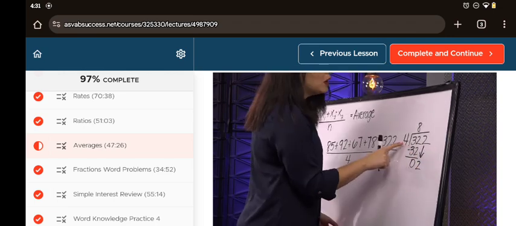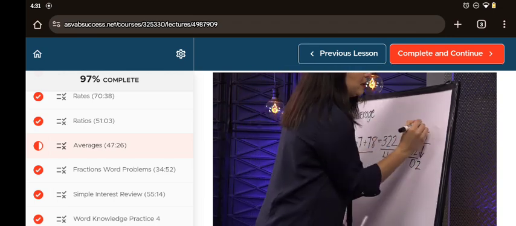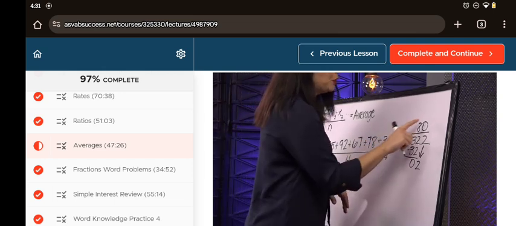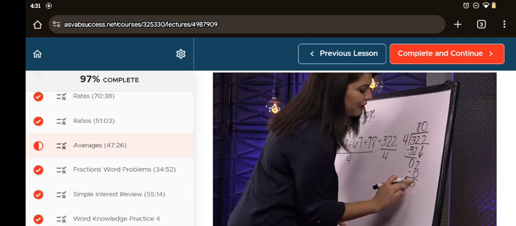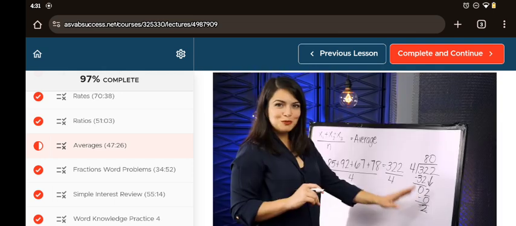We bring down that 2. 4 goes into 2 0 times. People get tricked up on this one, but it's 0 times. So we put a 0 on the top, okay? 4 times 0, 0. 2 minus 0, oops, sorry. It's not 0, it's actually 2. So 2 minus 0 is 2, sorry about that.